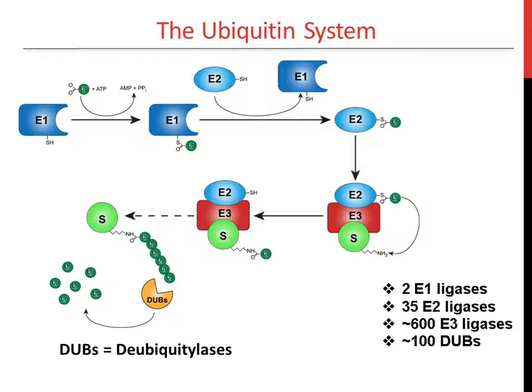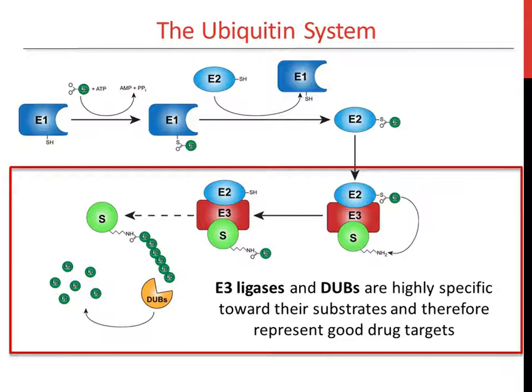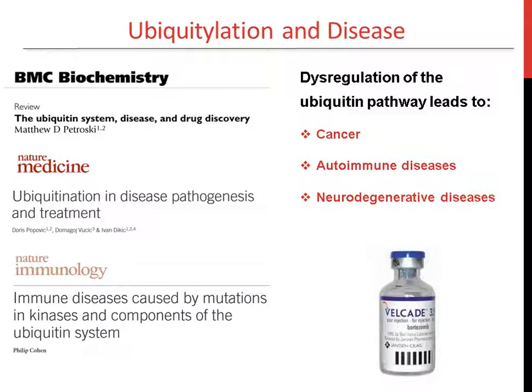Now, because the E3 ligases and DUBs are normally highly specific to their substrates, they represent very good drug targets. And this can be seen by the effect that we have seen, that regulation of the ubiquitin pathway has been shown to be important in cancer, autoimmune diseases, as well as neurodegenerative diseases. And particularly the development of Velcade, which is a specific proteasome inhibitor, which obviously affects the ubiquitin system, and is a very powerful anti-cancer drug, has then shown more interest in drug discovery in the ubiquitin system.